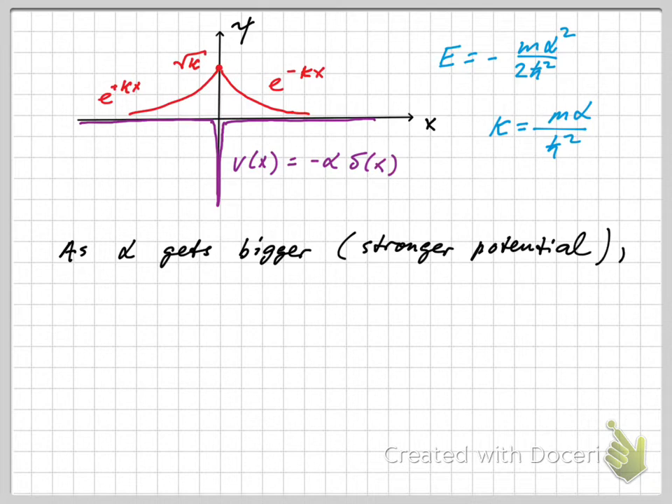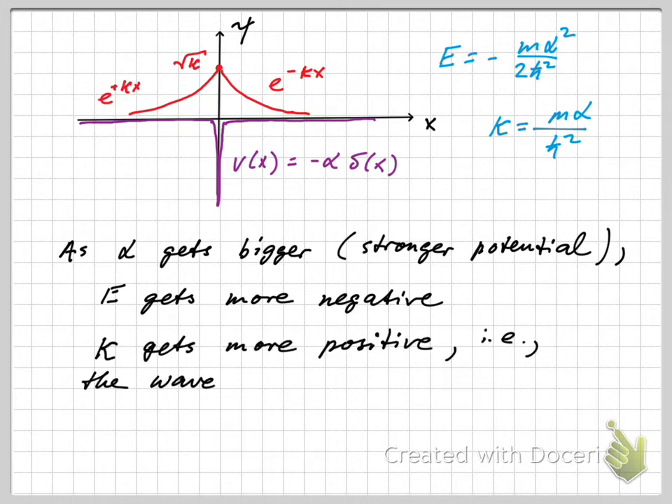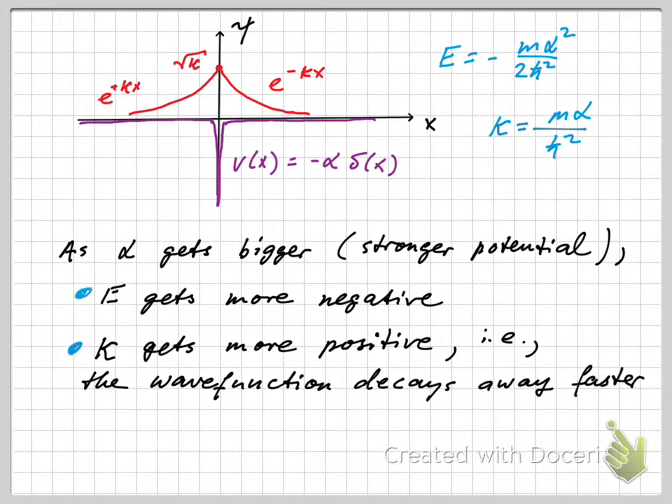Okay. It's always fun to look at the solution and explore a little bit what it means, explore it in various limits. So for instance, when alpha gets bigger and bigger, that means, of course, the potential is stronger, a deeper and deeper potential at the origin. And as we would expect, the energy becomes more negative in that case. So that sort of makes sense. And then kappa gets bigger, right? Because kappa is m alpha over h bar squared. And when alpha gets bigger, then kappa gets bigger. And therefore, the wave function decays away faster and is more localized near the origin. So that also seems to make sense.